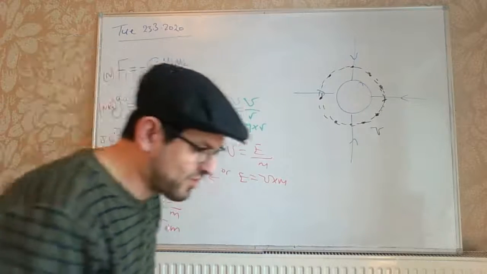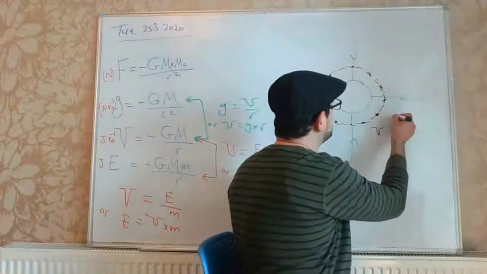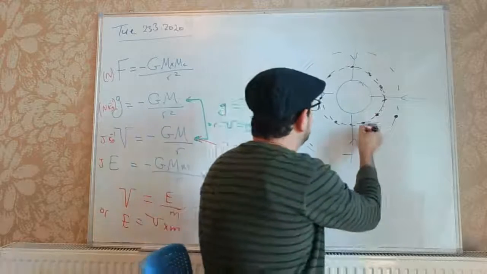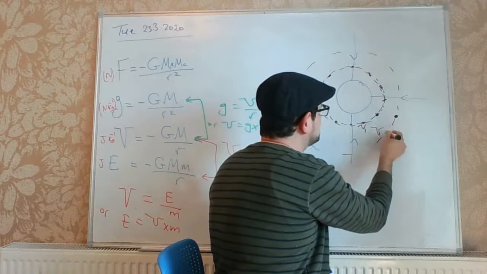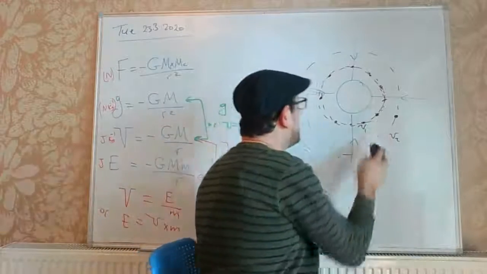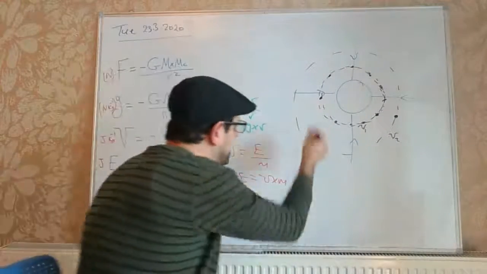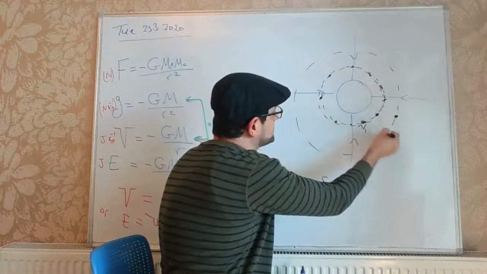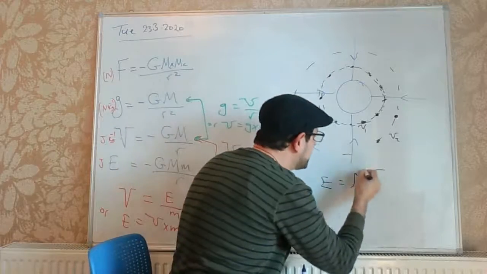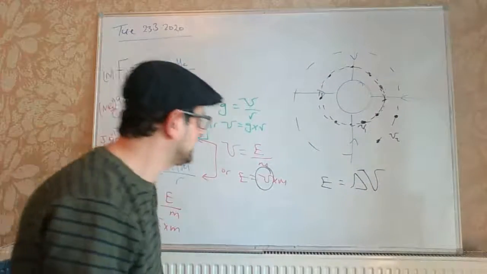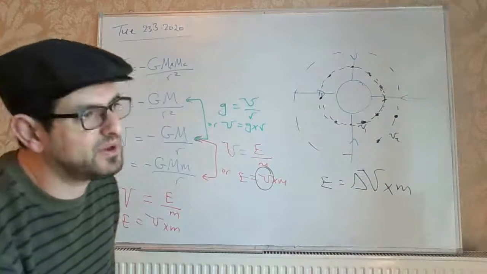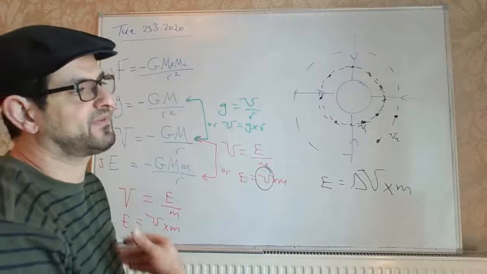But if you want to move a satellite from this orbit to this orbit, it is different, because the potential at this orbit is different than the potential at this orbit. So if you want to know how much energy is needed to move from this orbit to this orbit, you take just the change in the gravitational potential times the mass of the satellite. Of course, the energy will be plus or minus.